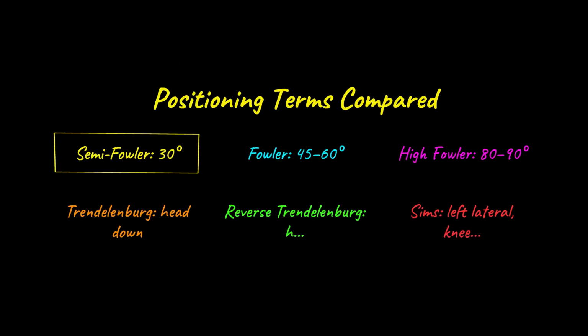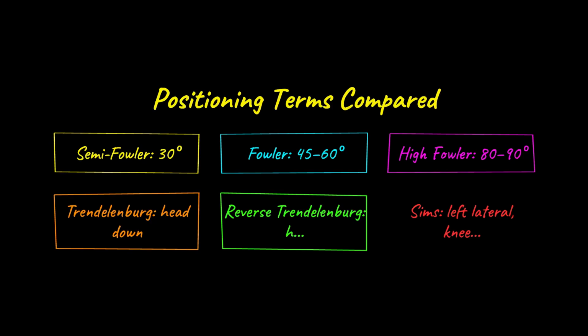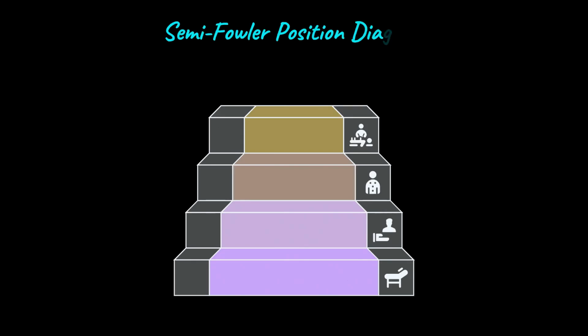Students often confuse semi-Fowler with related terms, so contrast matters. Fowler raises the head 45 to 60 degrees, and high Fowler goes to 80 or 90. Trendelenburg lowers the head below the feet. Reverse Trendelenburg raises it above the feet. And Sims is left lateral recumbent with the right knee flexed.